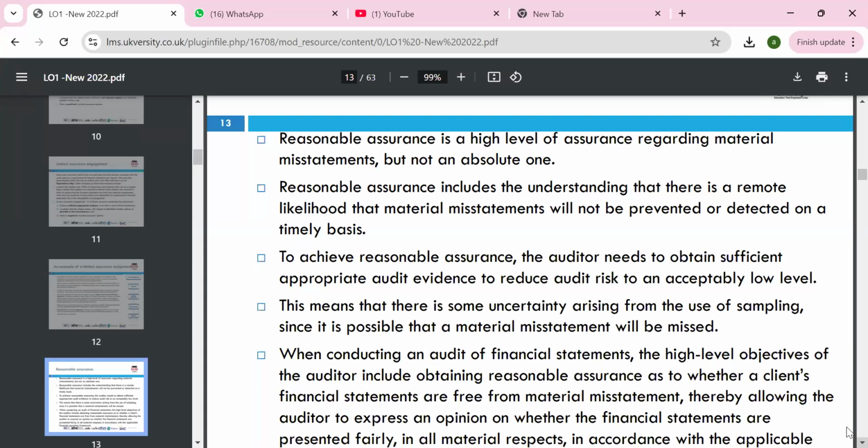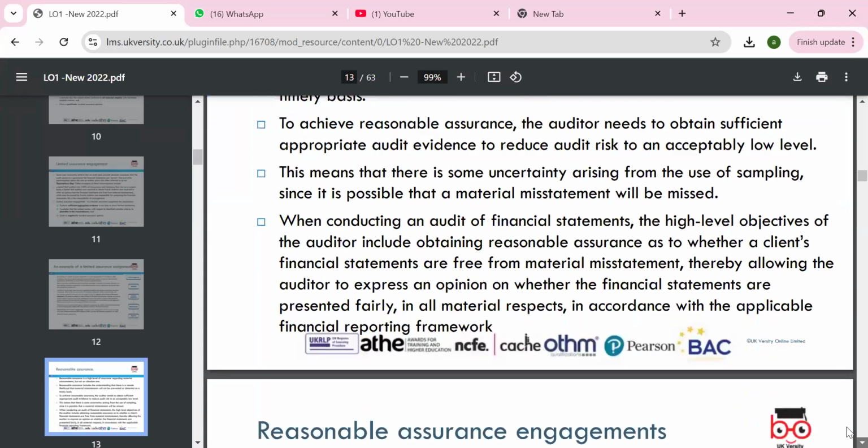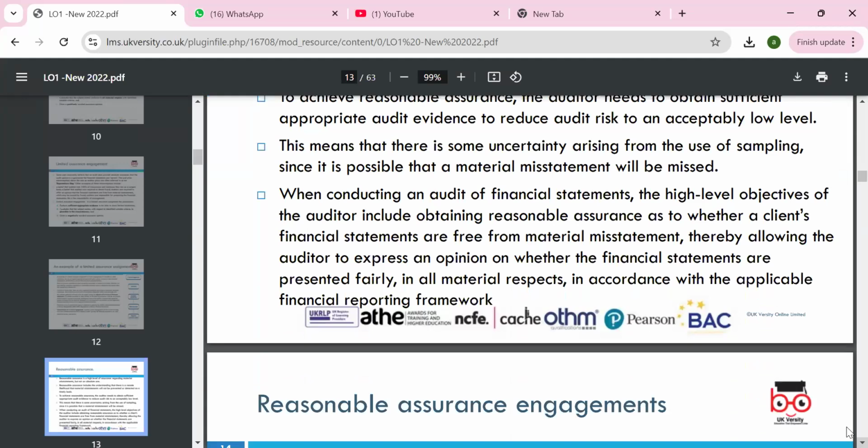Data need to obtain sufficient appropriate audit evidence. This means there are uncertainties arising from the use of sampling when concluding on an audit of financial statements. A high level of objective assurance is what we really need to be looking at.